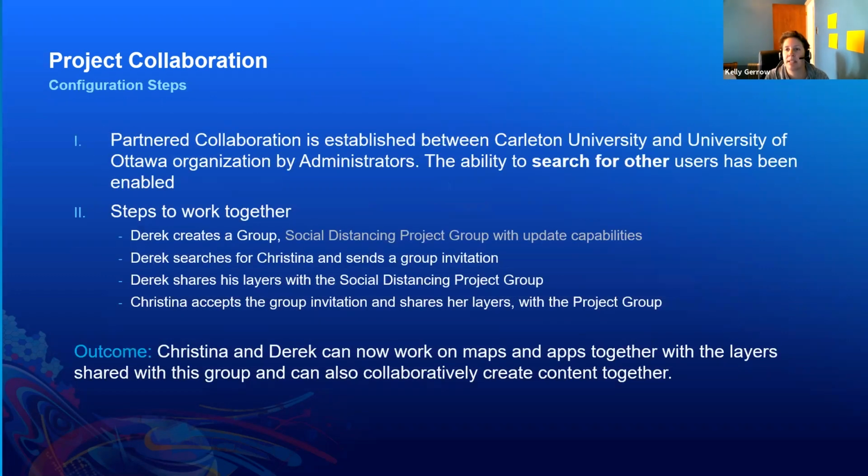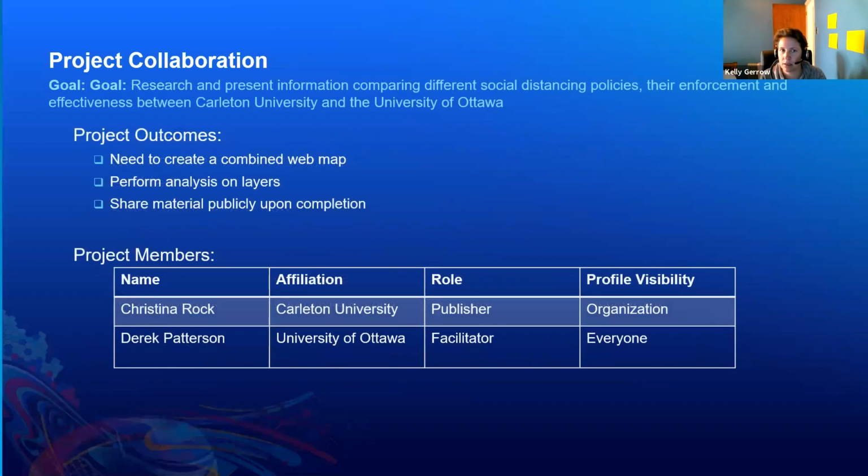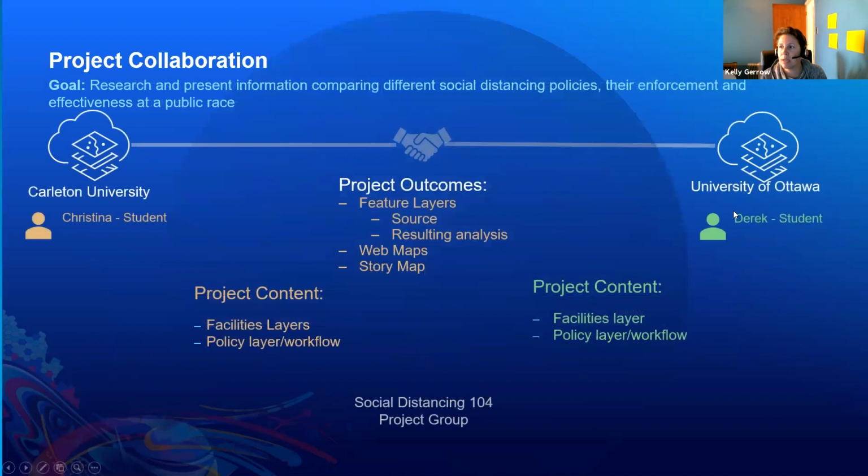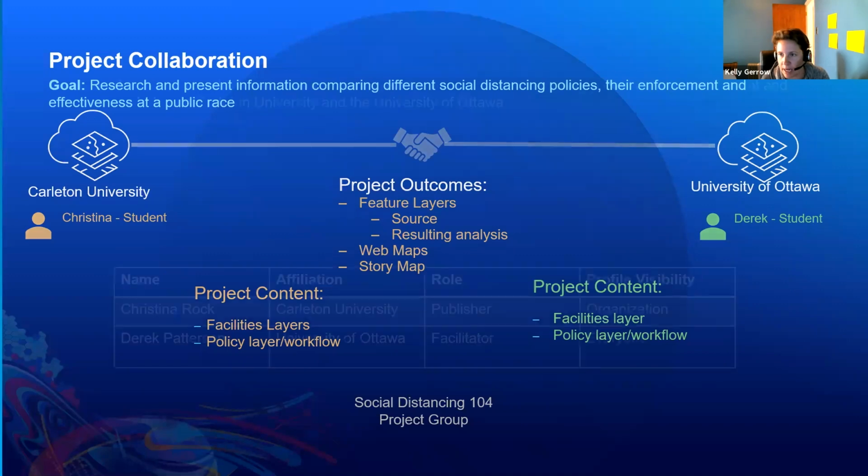So if we look at the steps to set up this partner collaboration, the first thing is partner collaboration is going to be established between Carleton University and the University of Ottawa by the organization administrators. In this scenario, the ability to search for other users is going to be enabled. If we go back to this diagram, we really want to facilitate Derek and Christina working together without having to have an instructor or someone else facilitating this. So that's why the ability to search for users in the other organization is going to be enabled in this scenario.